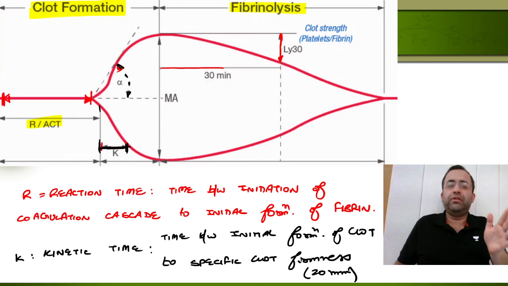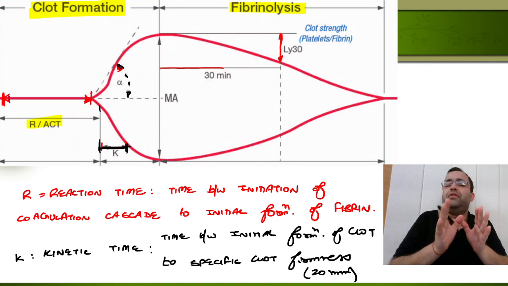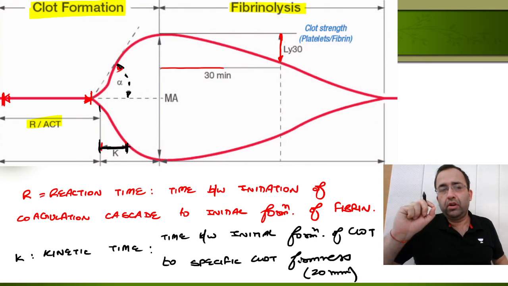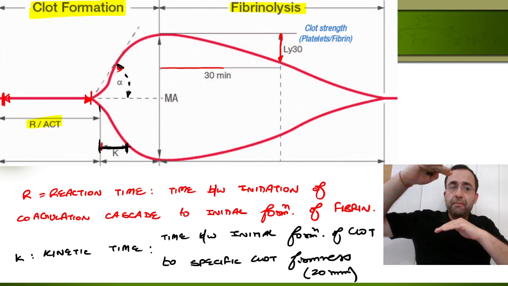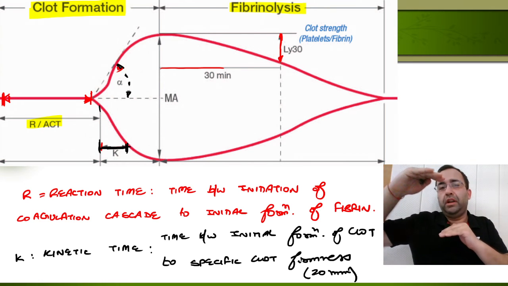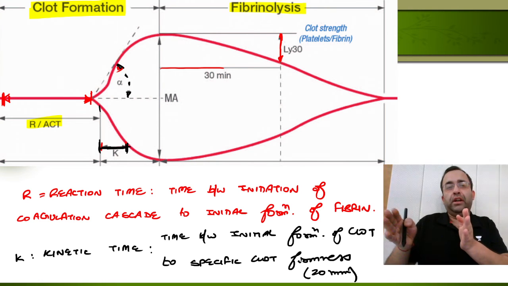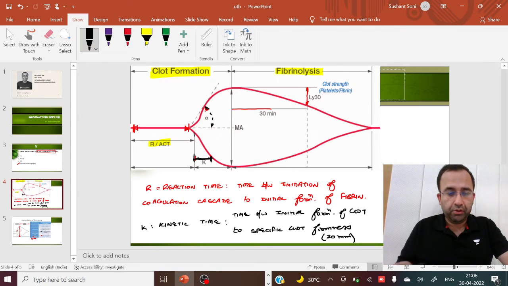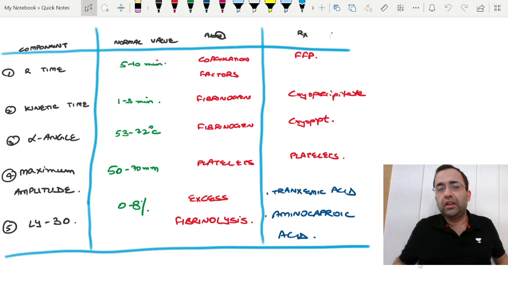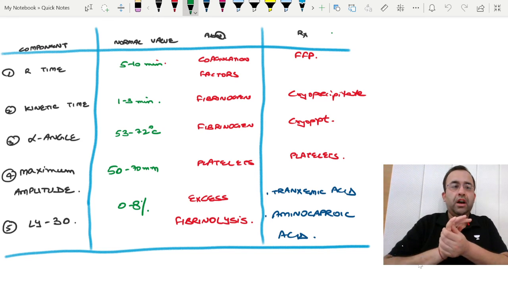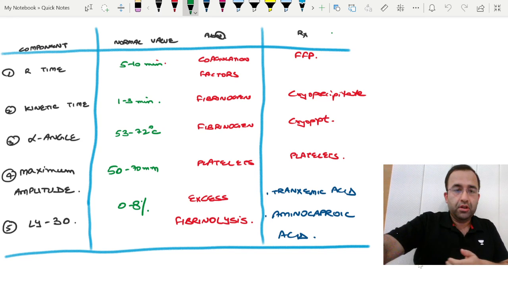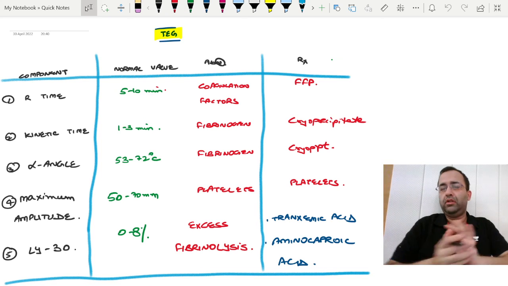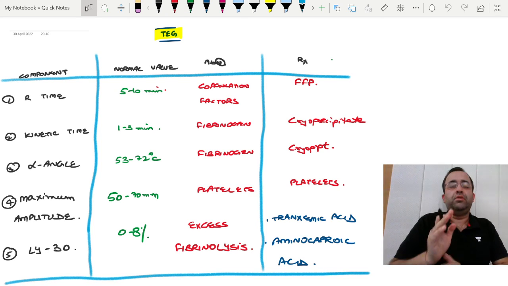Reaction time is between initial coagulation cascade to initial formation of fibrin. Kinetic time is until it reaches a specific clot firmness. Maximum amplitude is 50 to 70 mm. LY30 is evaluating fibrinolysis. So if fibrinolysis is excessive, in that case we give tranexamic acid and aminocaproic acid. So this was about TEG, a small short topic which I wanted to discuss with you today.